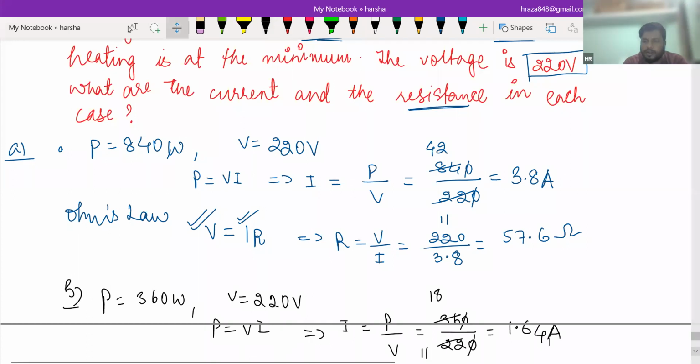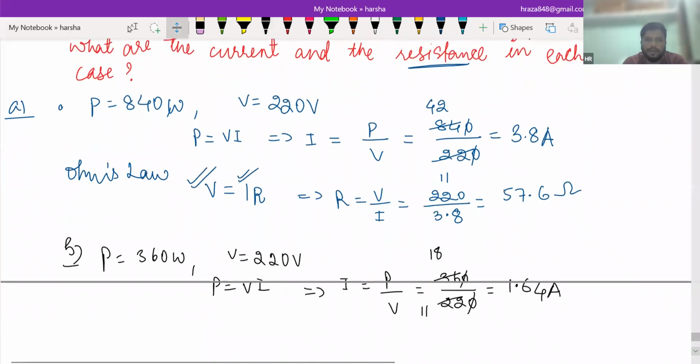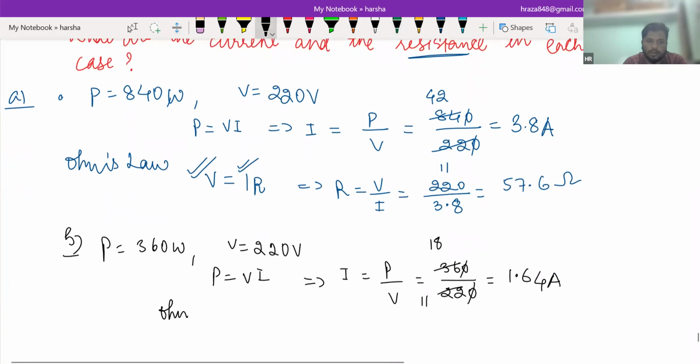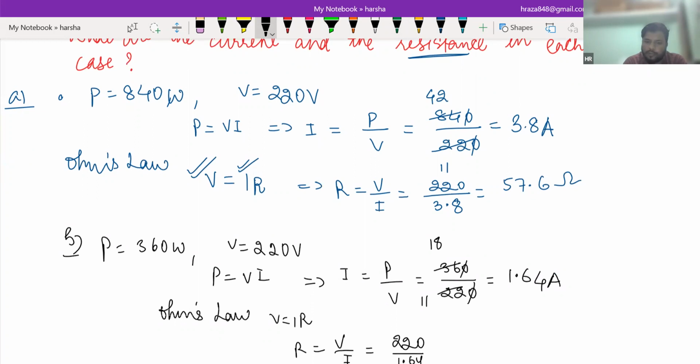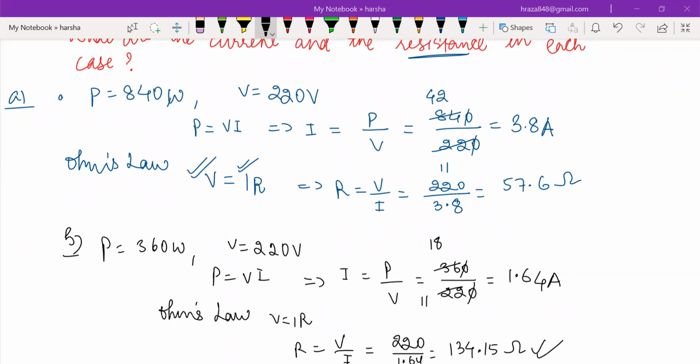And if you are going to find the resistance, by applying Ohm's law, V is equal to IR, we can calculate resistance as V upon I. V is given as 220 volt and I is 1.64. If you divide it, it will be 134.15 ohm. Abdullah, is that clear? Okay, please do it and let me know if you're done with this.